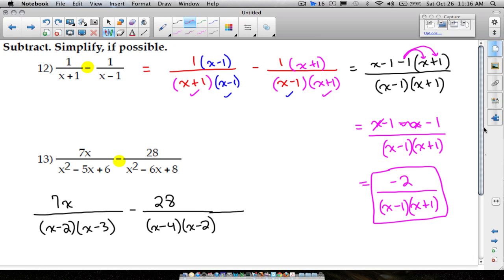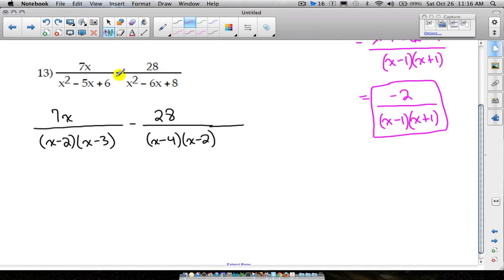So what's new here is we need to get a common denominator since we're subtracting these fractions. This has an x minus 2, this has an x minus 2, so we're good there. Now we got an x minus 3 over here, so we have to make sure we have an x minus 3 on this side, but make sure you put it at the top as well. So we're good with the x minus 3's. And since this denominator has an x minus 4, we must put an x minus 4 in this first fraction. Make sure you put it at the bottom and then put it at the top. Alright, so we're good there.